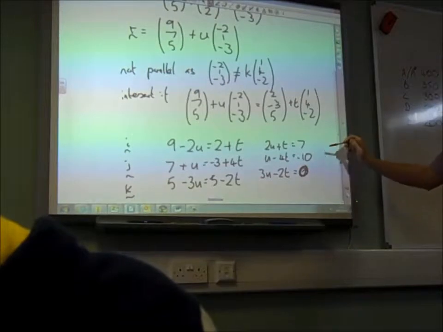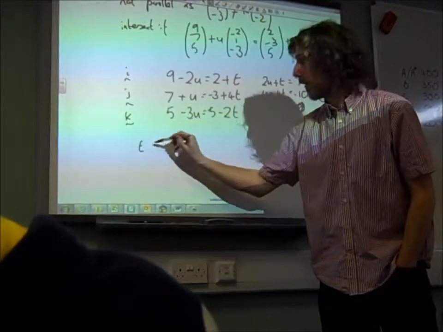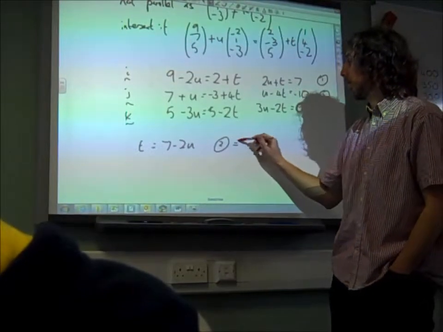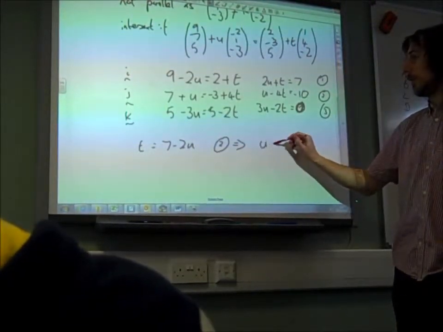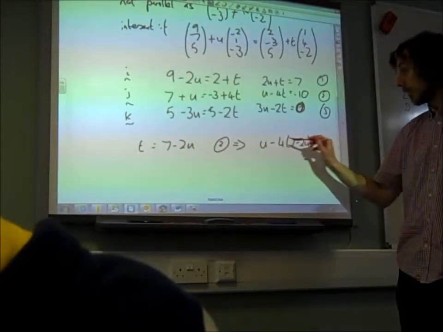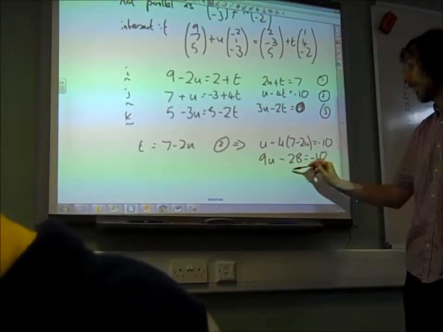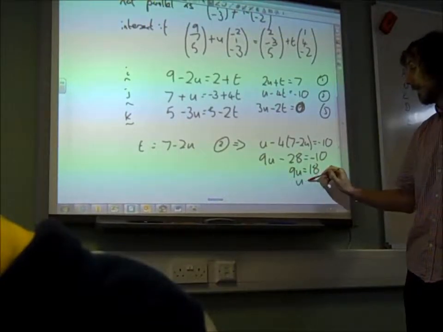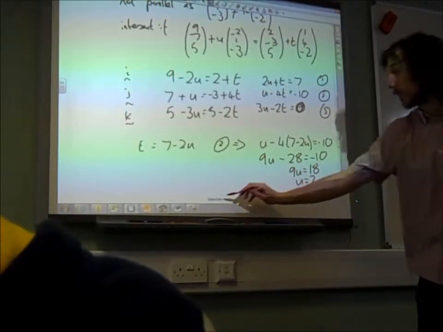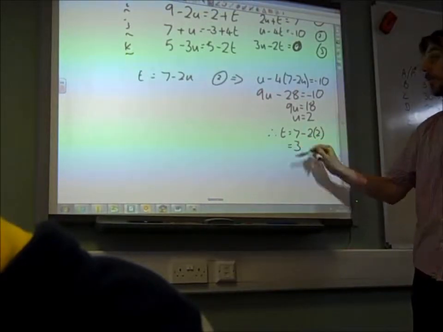Right, so let's call these equations 1, 2 and 3. Equation 1 gives us that t equals 7 minus 2u, so sub that into equation 2. u minus 4 lots of 7 minus 2u is negative 10. 9u minus 28 is negative 10, so 9u is 18. u equals 2. We need to check that that fits the other equations. Well, the first one would give us t is 7 minus 2 times 2, which is 3.